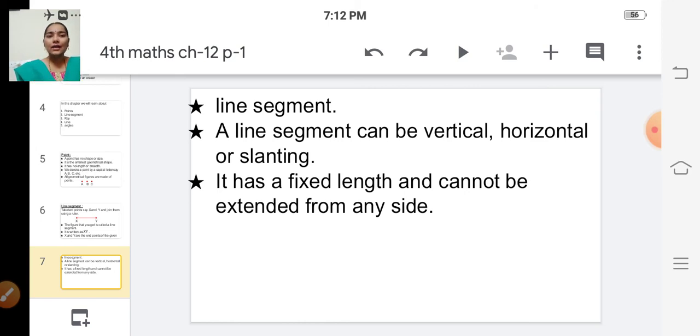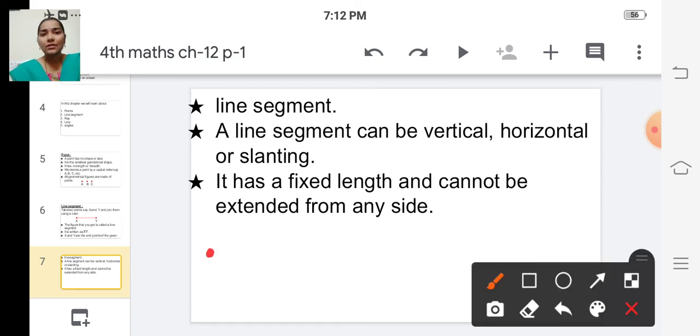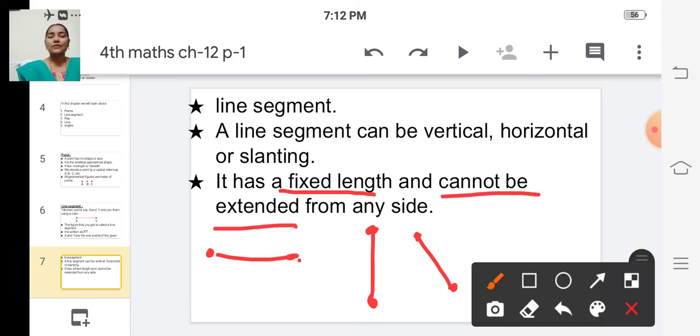A line segment can be vertical, horizontal or slanting. It has a fixed length and cannot be extended from any side. So a line segment has a fixed length and cannot be extended from any side.